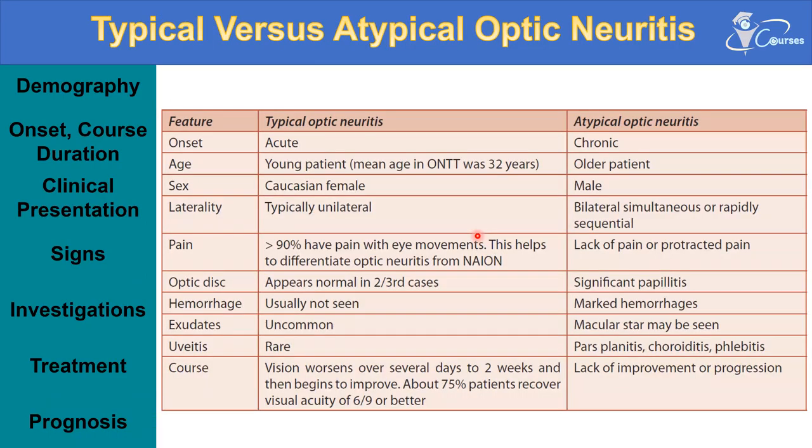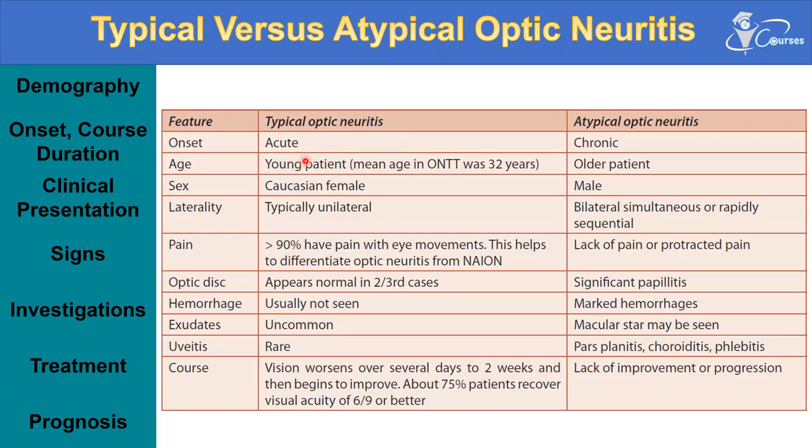Finally, the typical versus atypical optic neuritis. So all we have been discussing is the typical optic neuritis. So what is meant by the atypical? Atypical optic neuritis, in contrast to the typical optic neuritis, has different features and doesn't show the full recovery, or the recovery seen in most cases of typical optic neuritis.